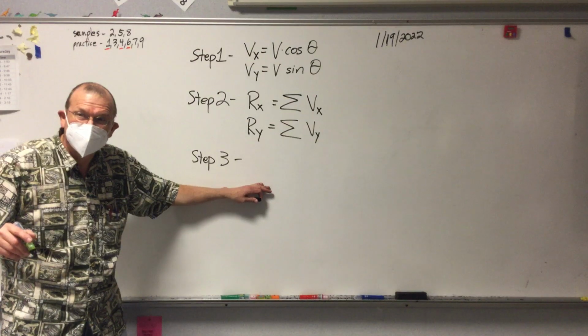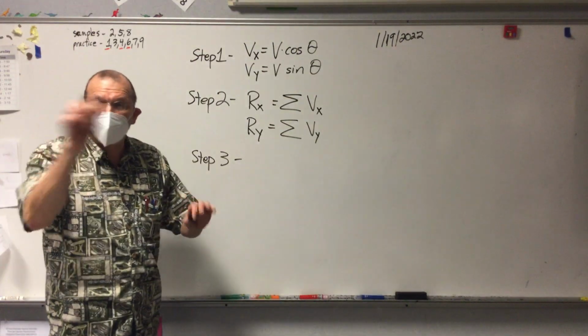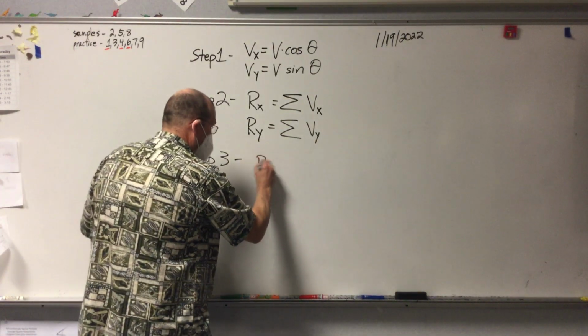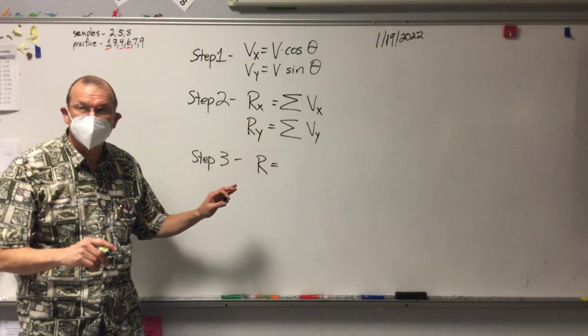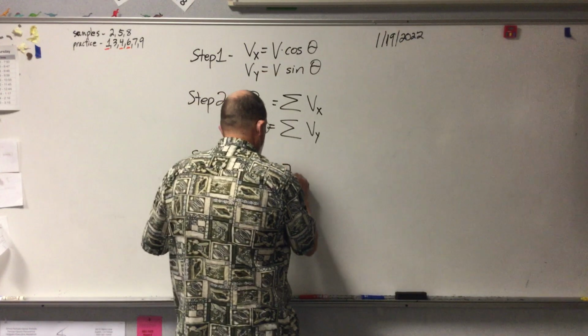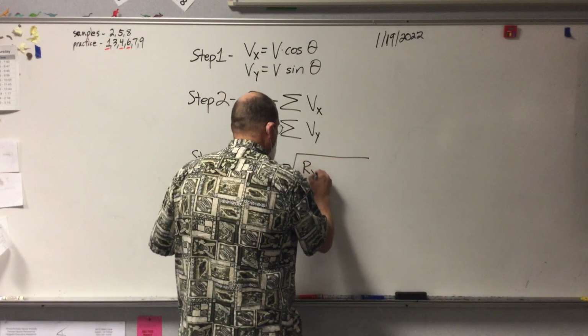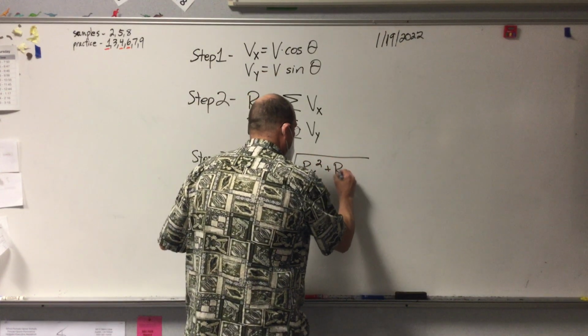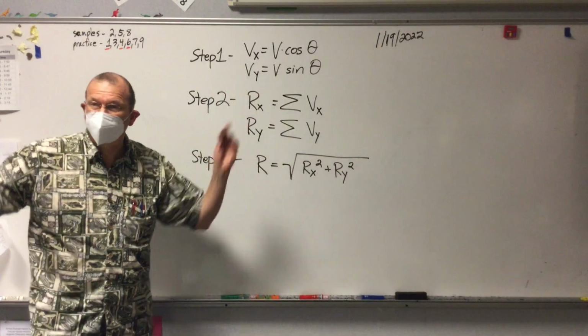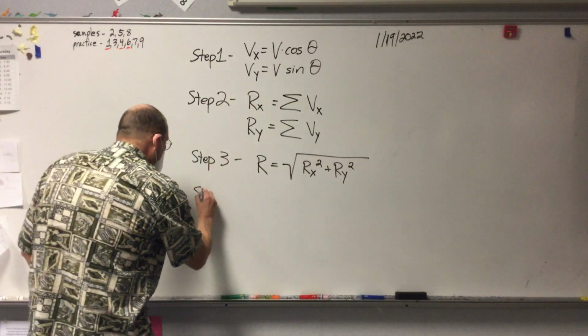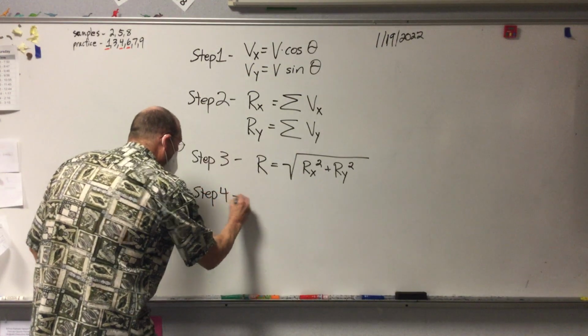You solve for the resultant. Okay, and it was not with the arrow. It was just the length. And how did we do this? Square root of Rx squared plus Ry squared. I just refer to this as the Pythagorean step. Okay? And then what is step 4?